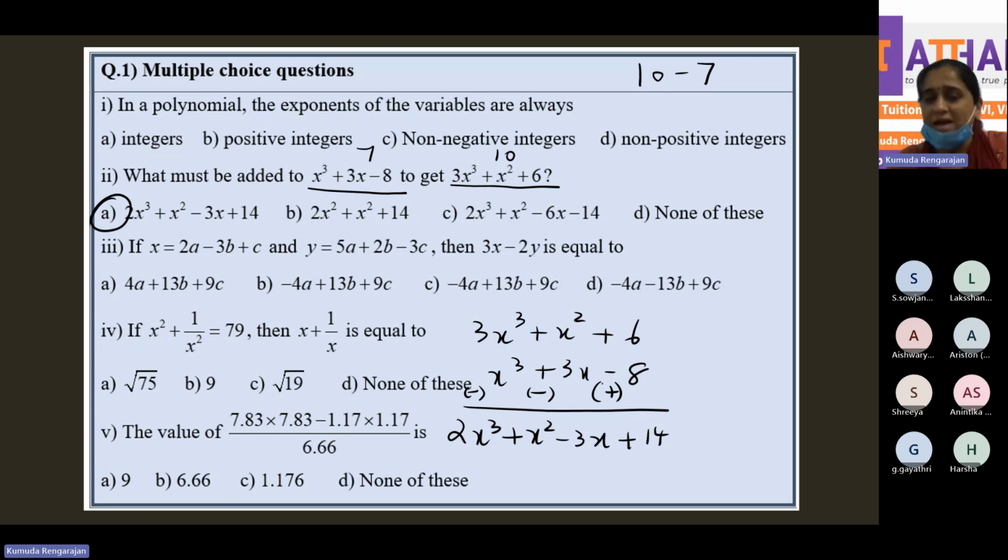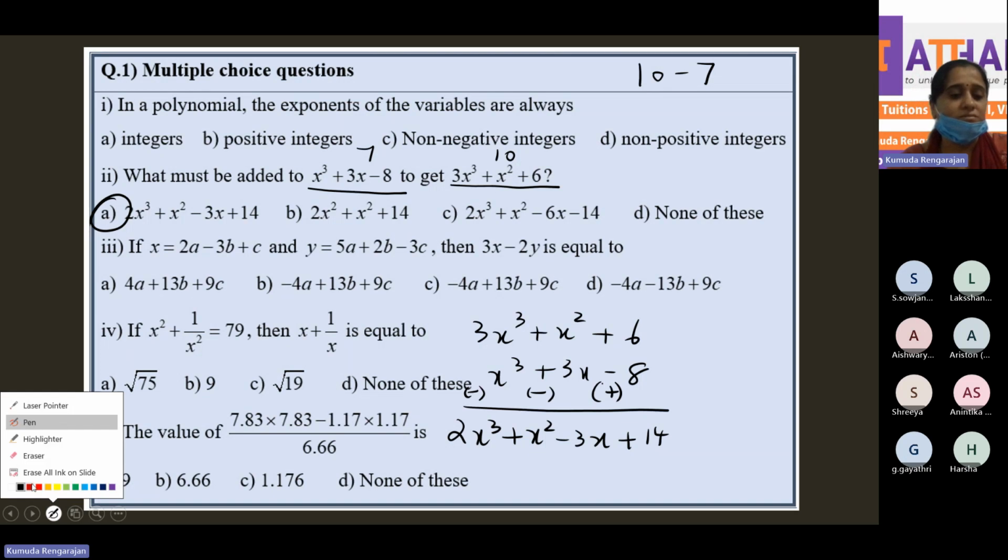They're unlike, so write them as it is. Plus x square minus 3x. Plus 6 plus 8 is plus 14. That's the answer, and that's the first option. Yeah, write down, children.